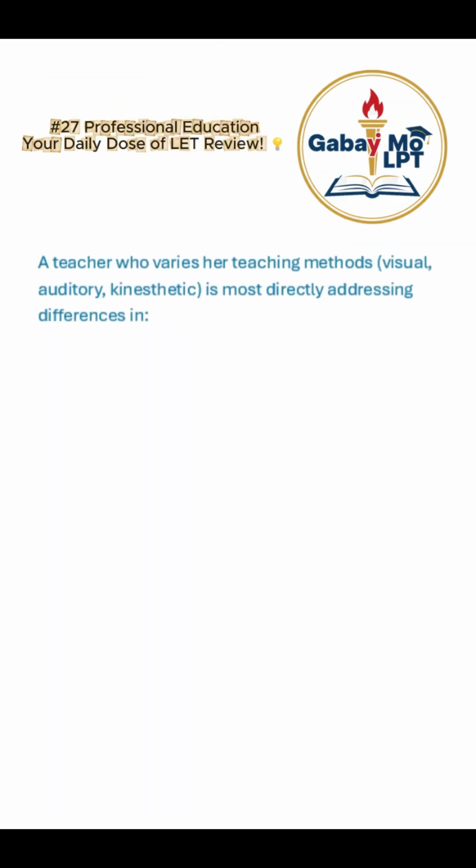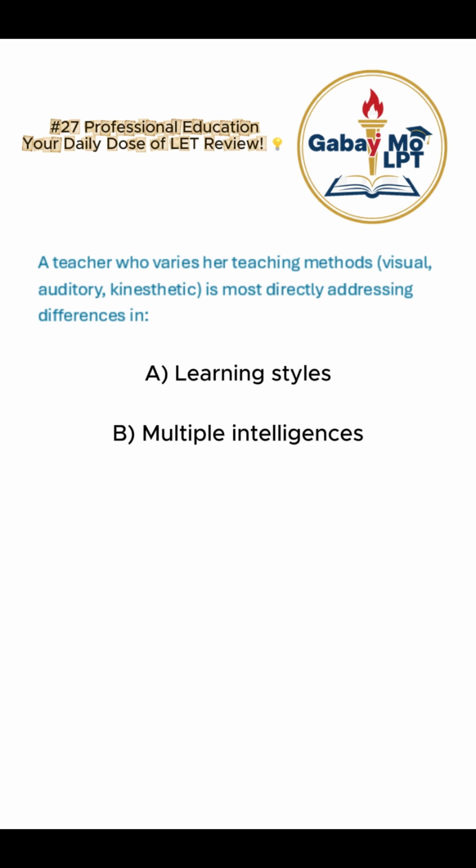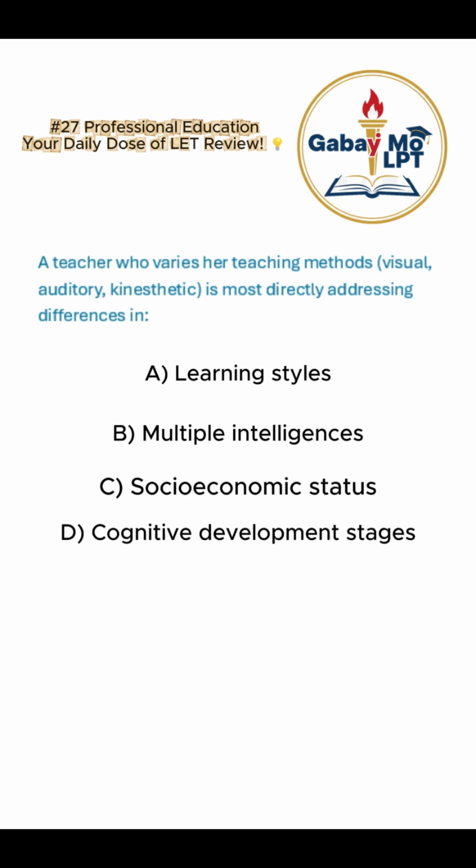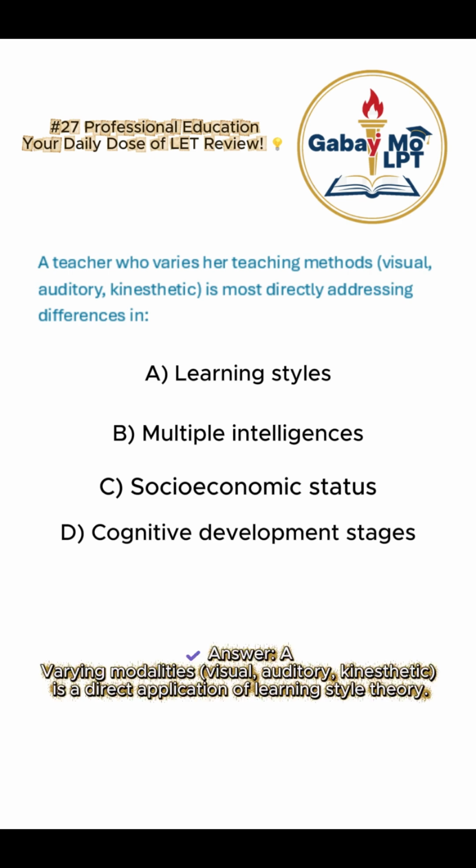median. A teacher who varies her teaching methods (visual, auditory, kinesthetic) is most directly addressing differences in: A. Learning styles. B. Multiple intelligences. C. Socioeconomic status. D. Cognitive development stages. Answer A. Varying modalities (visual, auditory, kinesthetic) is a direct application of learning style theory.